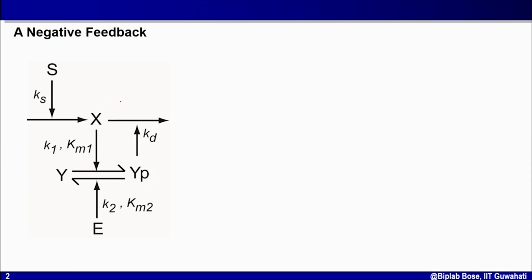S is a signal, suppose. X is a kinase, and X is produced through a process which is controlled by S, an input signal. And X controls phosphorylation. X is a kinase, so it is the enzyme. It controls phosphorylation of Y to YP. This phosphorylation is reversible, so YP gets dephosphorylated into Y by a phosphatase E.